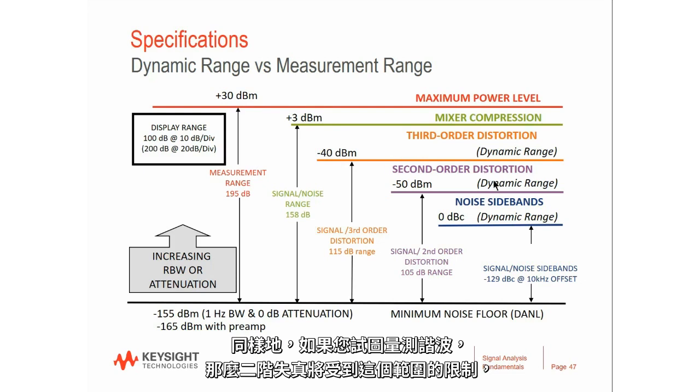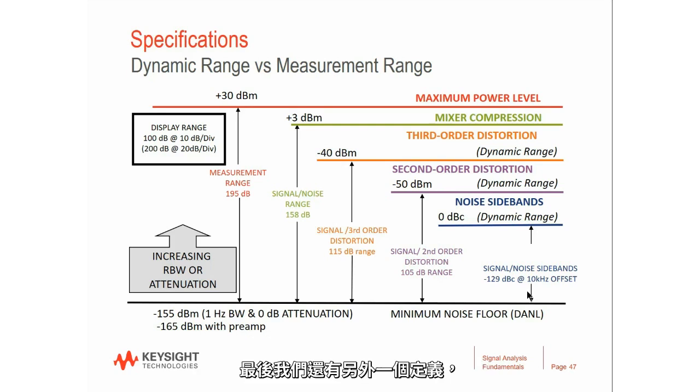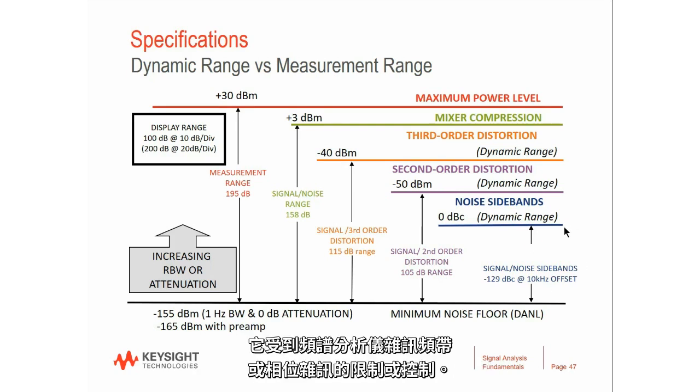Likewise, second-order distortion, if you're trying to measure harmonics, would be limited by this range, where the SHI spec and its range to the noise floor is what you want to worry about. And finally, we have another definition which is limited or dominated by the noise sidebands or phase noise of your spectrum analyzer.